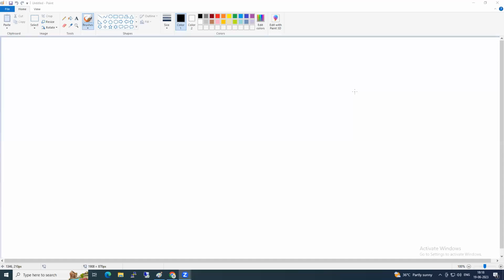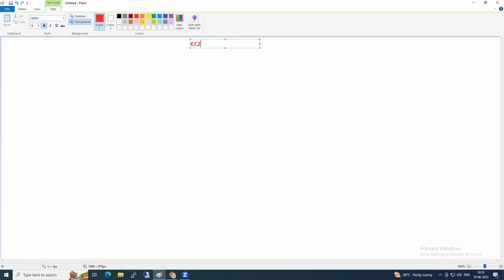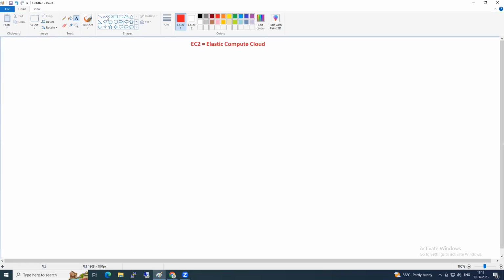Okay, we already know a little bit about EC2. What is the full form of EC2? Elastic Compute Cloud, EC2. As I said before, this is a certification question. They will confuse you saying Elastic Compute Cloud or Elastic Cloud Compute, Cloud Computing, and all these things. Please make sure the correct one is Elastic Compute Cloud.